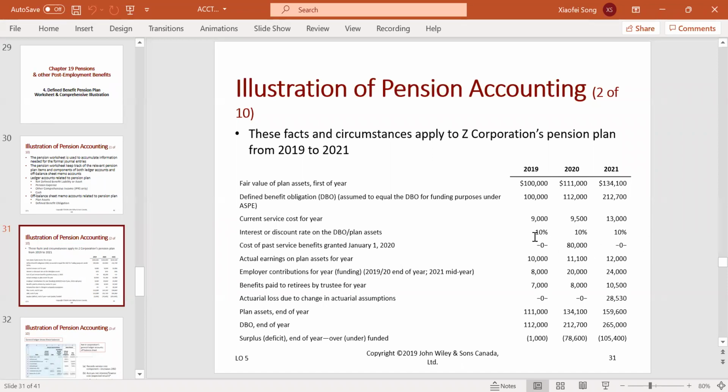And remember, this is the rate for interest. This is also the rate for expected return. And we have past service benefits only in 1 year, 2020. The detail we need to note here is that this past service benefit was granted January 1st, 2020. So what's the difference if it is granted on December 31st, 2020? Does it matter? It specifically said that this past service cost was granted on January 1st, 2020.